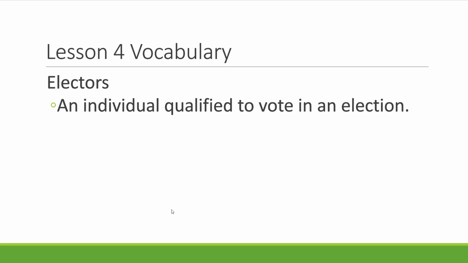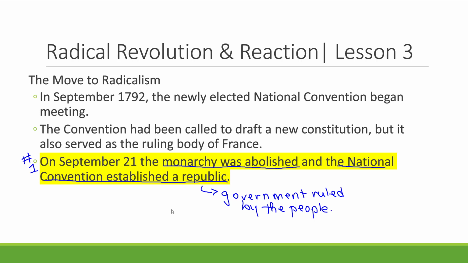And this is your vocabulary, electors, right? So you'll see that again. If you did the vocabulary activity, you should have already known this vocabulary word. All right, so this is number 1. On September 21st, the monarchy was abolished by the National Convention, and the National Convention established a republic in France. And a republic is a government that is ruled by the people.